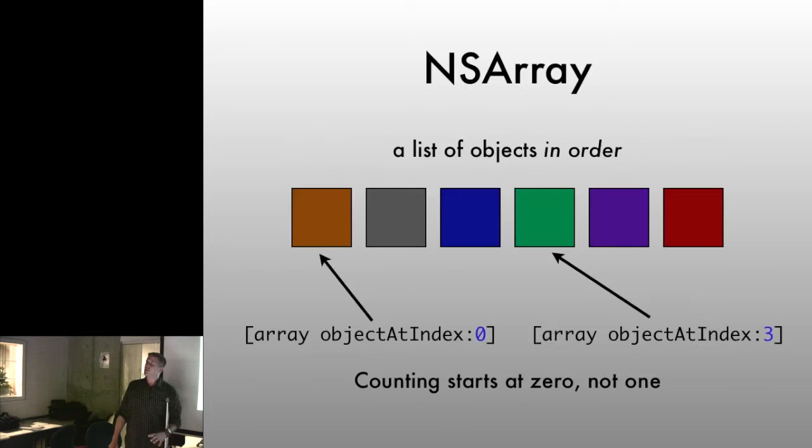The most simple collection is called an NSArray. It basically keeps a list of objects. It's much like a vector in C++ and Java. It keeps the objects in order so that you can reference them by index, zero-based index.